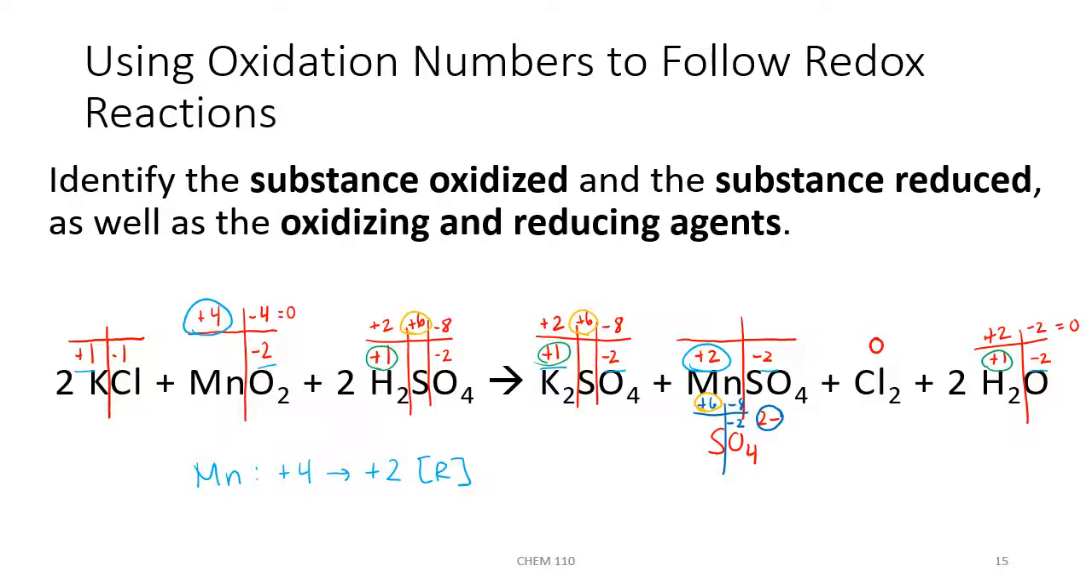But our chlorine started as a -1 on the reactant side, and it became a 0 charge or 0 oxidation number on the product side. Therefore, our chlorine went from -1 oxidation state up to a 0 oxidation state. So it increased in oxidation number, which means it was oxidized. When we figure out what substance was oxidized or what substance was reduced, we're talking about the entire thing.